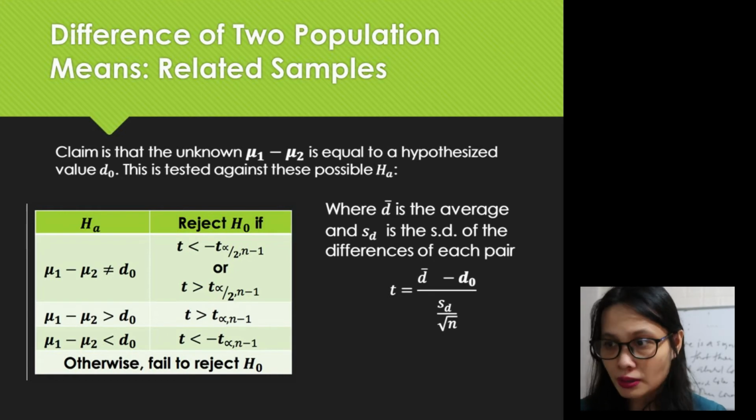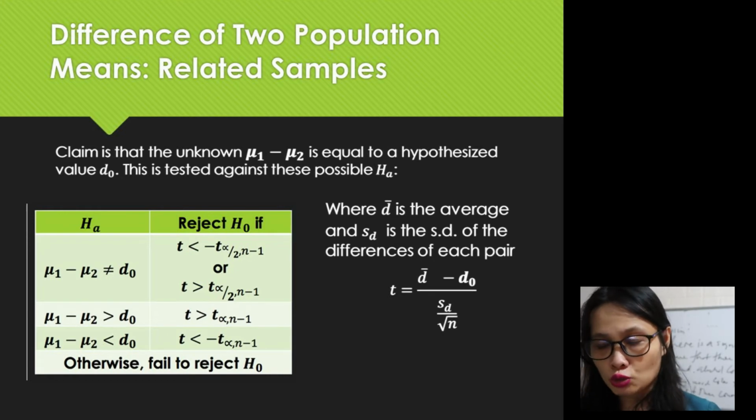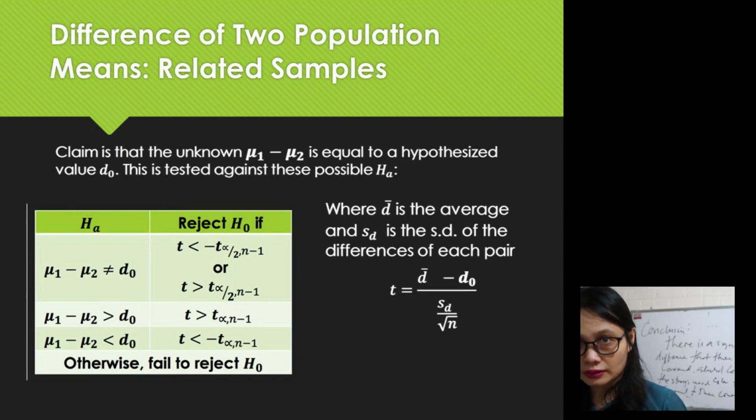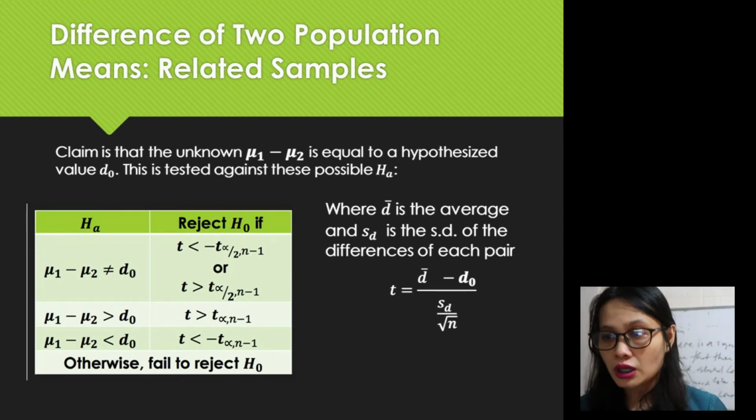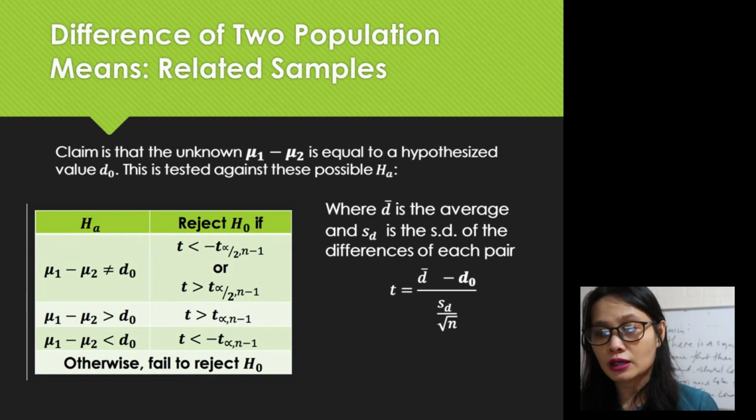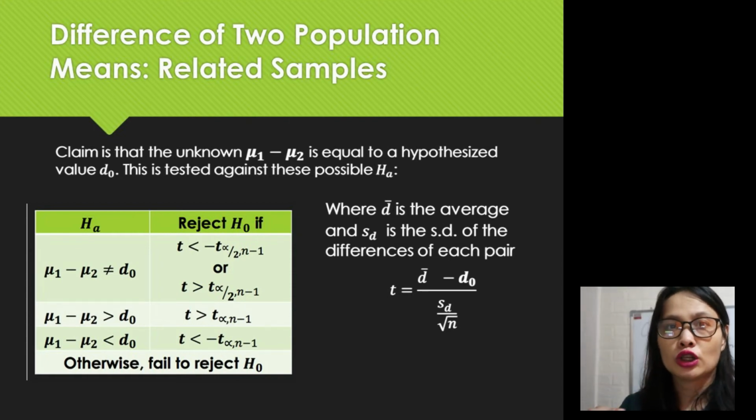And then another possible HA, mu1 minus mu2 is greater than d sub O. Reject HO if t is greater than t alpha with a degree of freedom of n minus 1. And then the other possible HA, mu1 minus mu2 less than d sub O. Reject HO if t is less than negative t alpha with a degree of freedom of n minus 1. Otherwise, fail to reject HO.